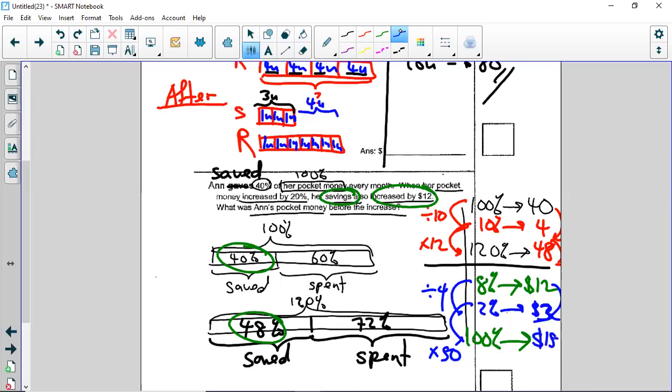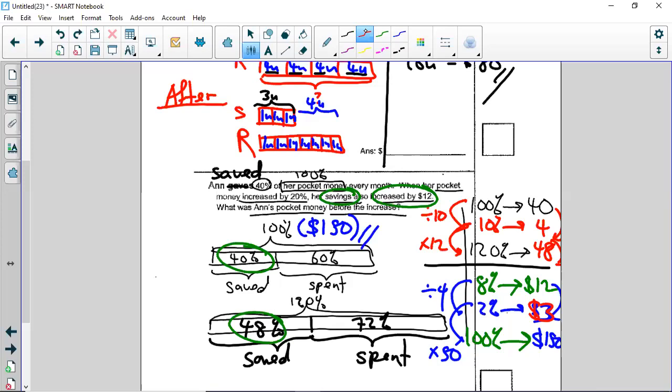3 times 50 will be $150. So what was her pocket money before the increase? The pocket money before the increase is $150. Okay, so this question is a little harder. But how do you answer this question? How do you solve this problem?